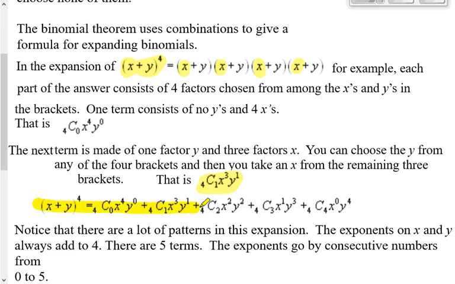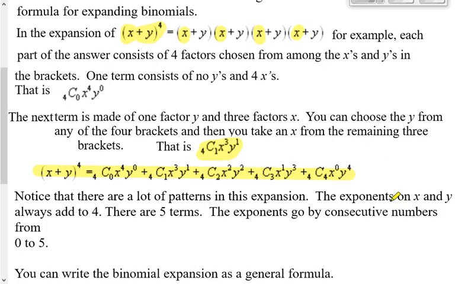Okay, so most importantly, this would be the formula for the expansion of the full thing. And I just want you to look at the patterns here. It starts with 4 choose 0, then it goes 4 choose 1, 4 choose 2, 4 choose 3, and 4 choose 4. Look at the powers of x. It goes from x to the fourth, x to the 3, x to the 2, x to the 1, x to the 0. So the powers of x decrease by 1. What about the powers of y? They start at 0, and look, they increase by 1. Notice the patterns.